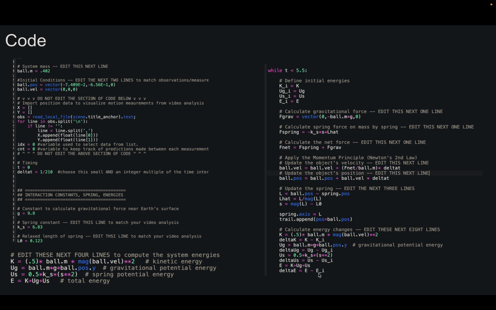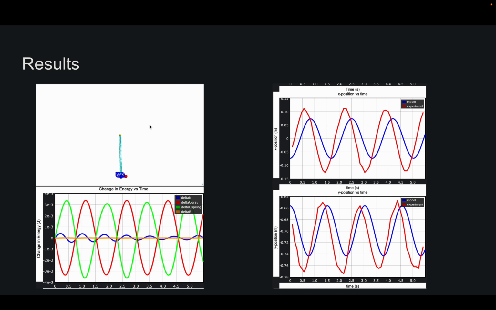And this is all calculated by doing the current minus the initial, and this is the result that we get. You can see that the gravitational potential energy and spring potential energy even each other out, and then there is no change in energy because of the energy principle.